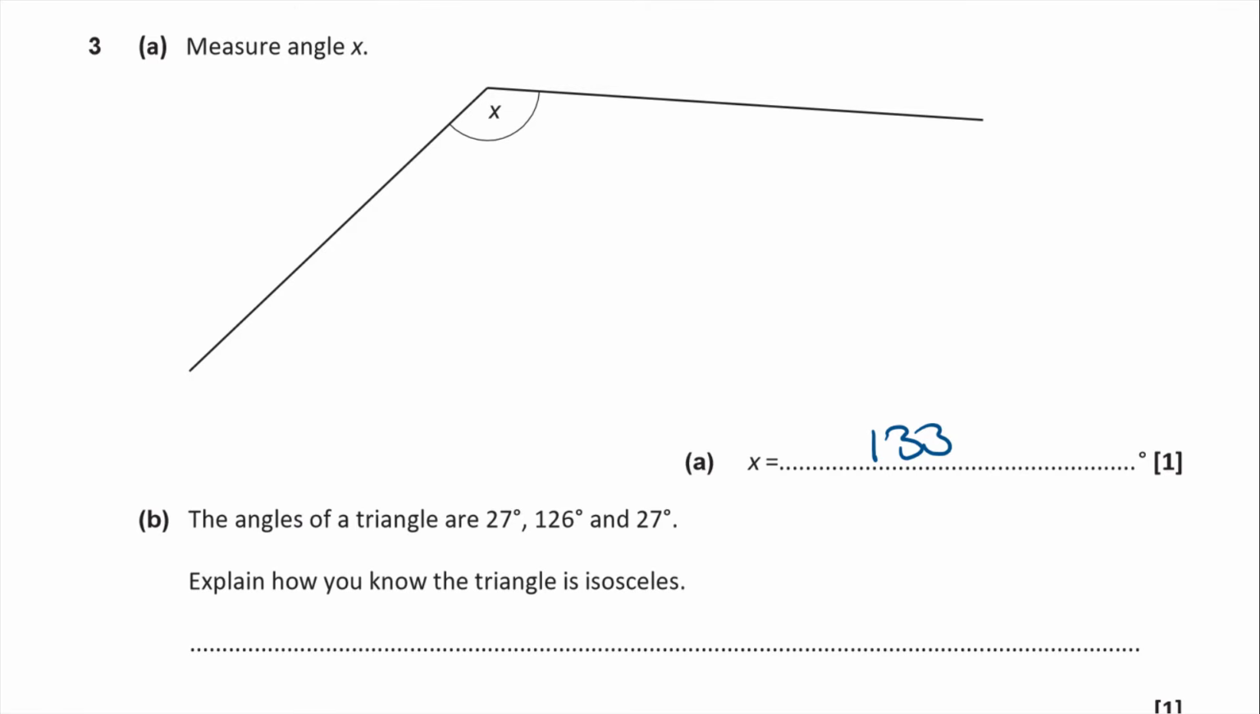Part B says the angles of a triangle are 27, 126 and 27. Explain how you know the triangle is isosceles. Well, an isosceles triangle has two matching angles, two base angles that are equal, and this one has two angles that are equal, and so it must be isosceles. So it has two matching angles of 27 degrees. Okay, so it's got two matching angles, so it must be isosceles.